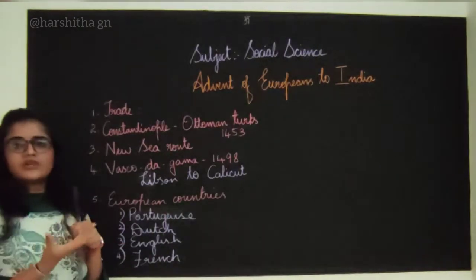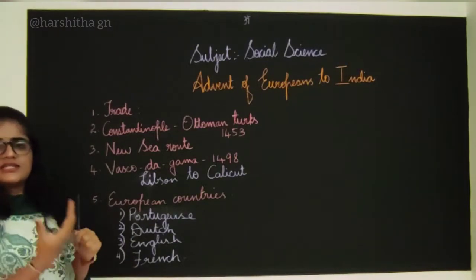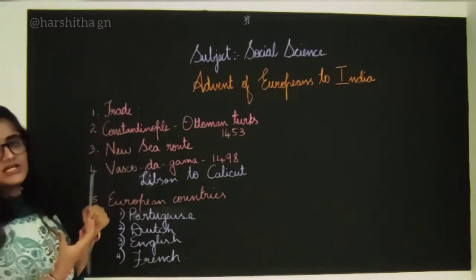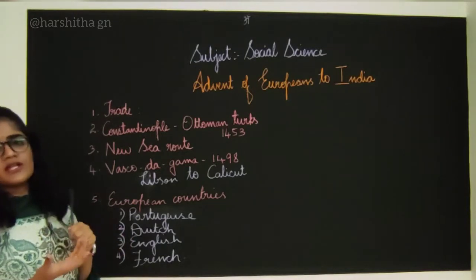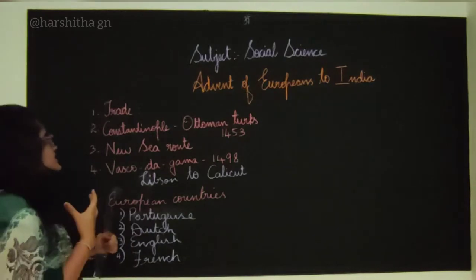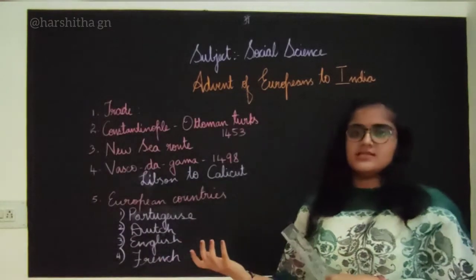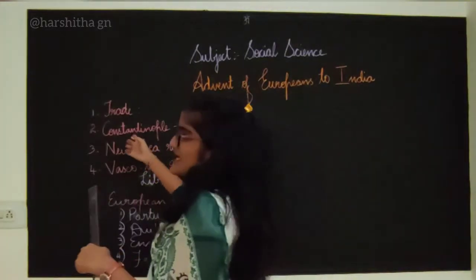So what do you mean by trade? Trade is nothing but exchange of goods. Exchange of goods we call trade. It can be exchanged for money or it can be exchanged for goods. So there was a trade happening between Europeans and Asians via a place called Constantinople.